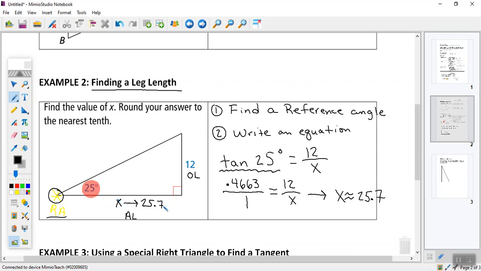I got 30. Which side is opposite of this thing? X should go on top, and 23 should go on the bottom. Okay? And that's a common error right there. We're going to talk about that, all right, Logan? Question?